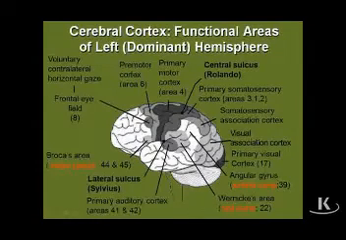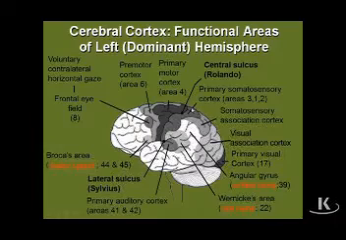Let's now look at the functional localization of the lateral aspect of the left hemisphere, knowing that, as we've said previously, it is the dominant hemisphere, meaning that it contains the language centers. But before we get to those, let's provide ourselves with a complete tour of all the functionally specific areas that are located in both hemispheres equally before we talk about the language centers.